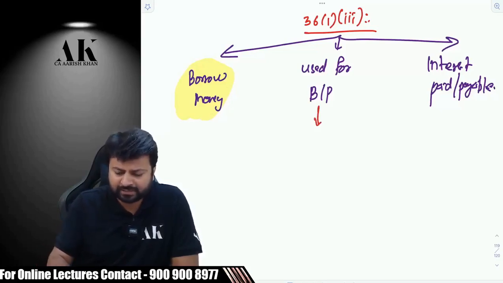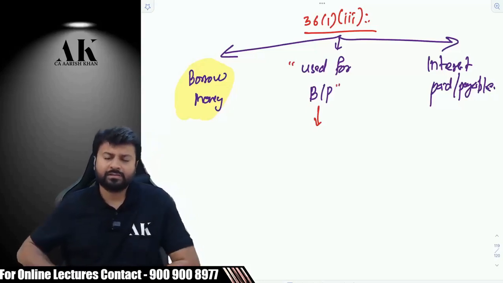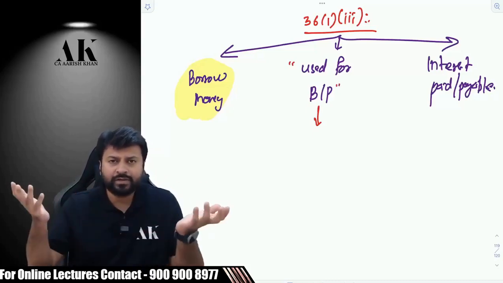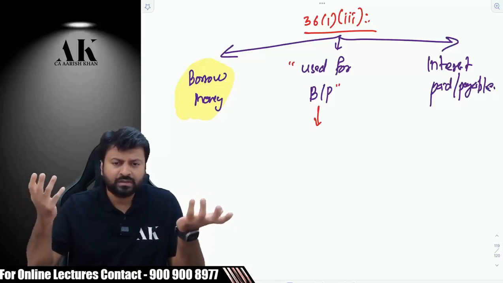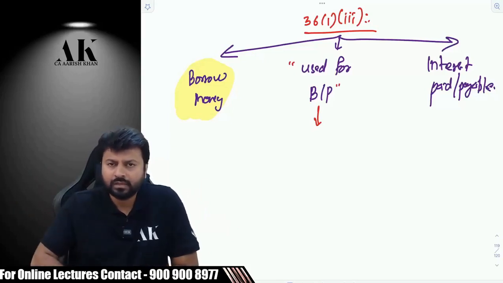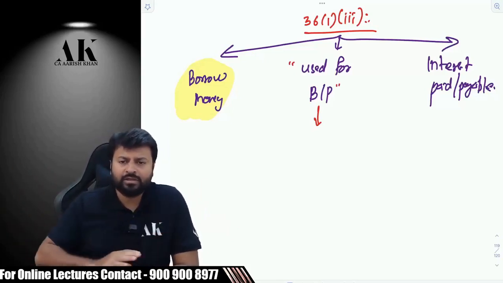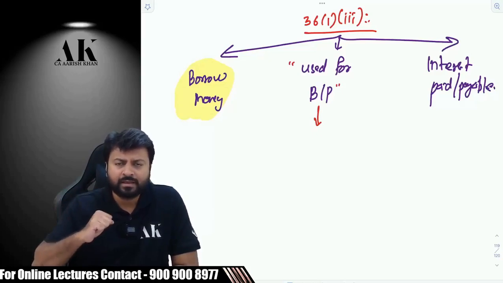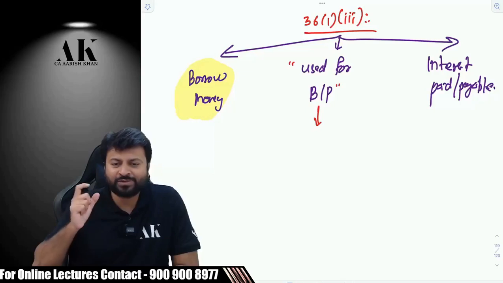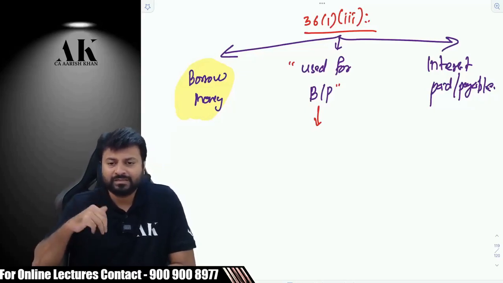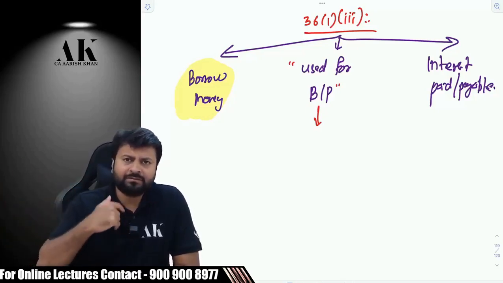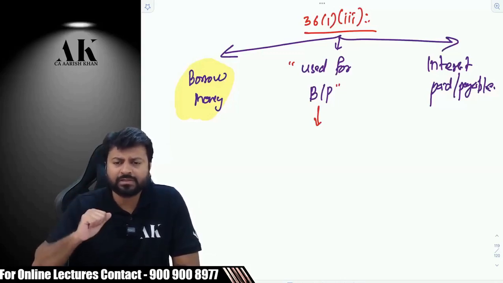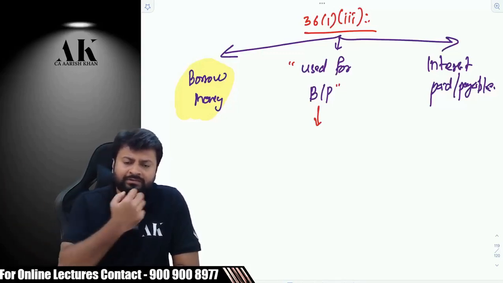Listen carefully. What do I mean by this phrase? It's a very large phrase: it should be used for the purpose of business and profession. In business, we can use the money for a lot of things. I would like to ask you some questions now. If I take a loan to pay salary to my employees, will I get the deduction of interest? Yes, it is used for the purpose of business. Likewise, even though the phrase used for the purpose of business is not defined under the income tax law, if I take a loan to pay my suppliers, will I get the deduction of interest? Why not? It is used for the purpose of business and profession. If I take a loan to buy a fixed asset, will I get the deduction?